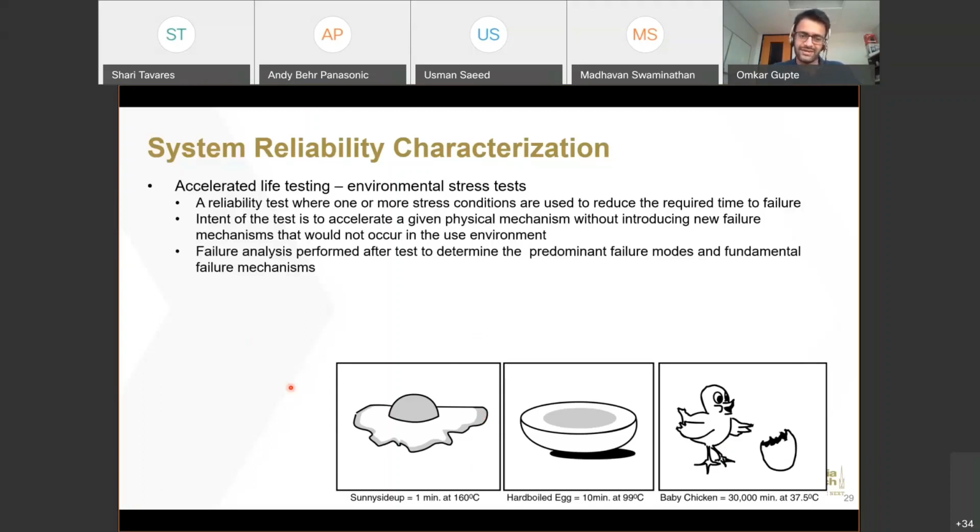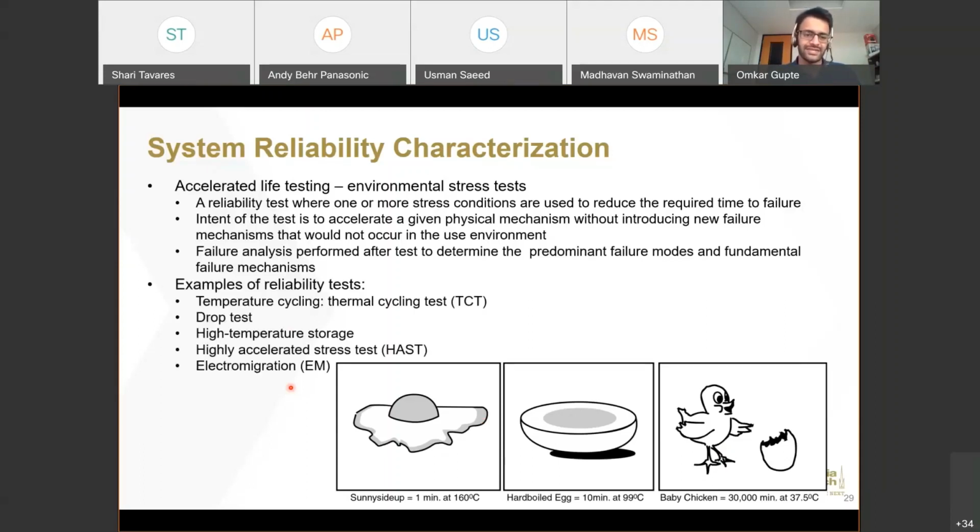And the failure analysis that is performed is to understand what type of predominant failure mode occurs and the fundamental failure mechanisms. In the industry, usually a pass-fail criterion is used, but in order to understand the failure mechanism, the package needs to be taken to failure and then we look at the failure mode.